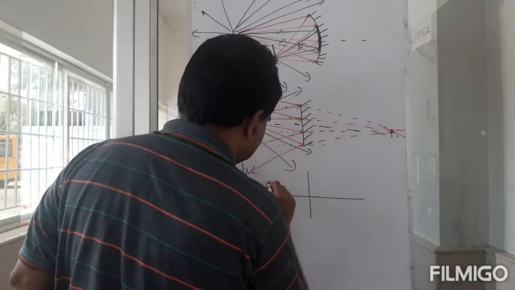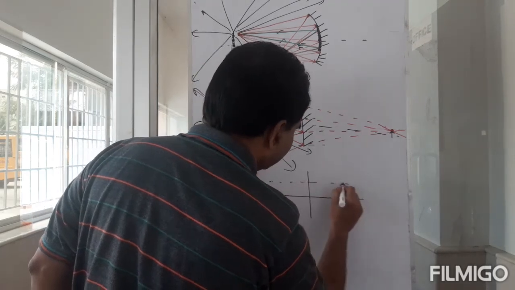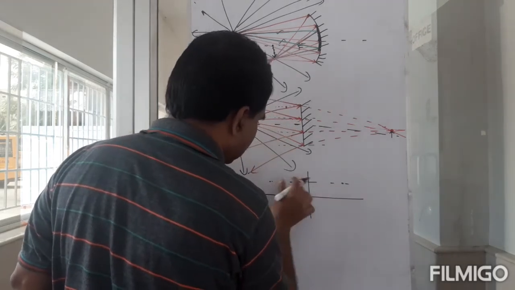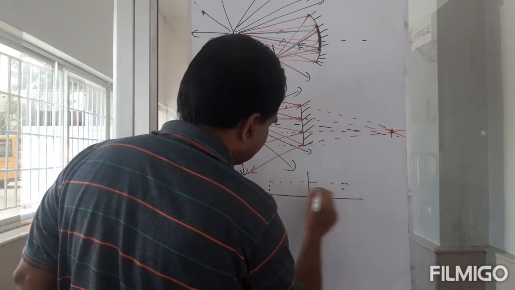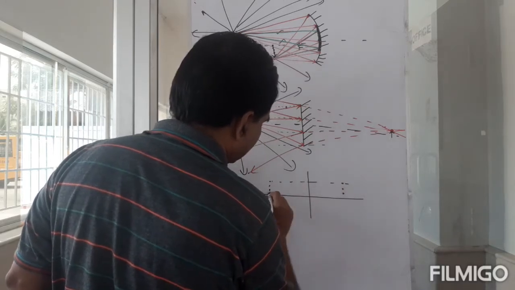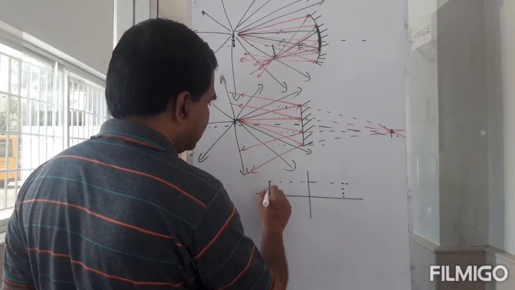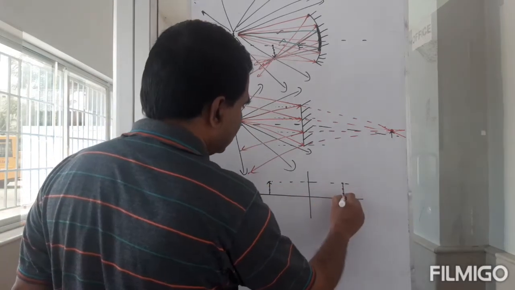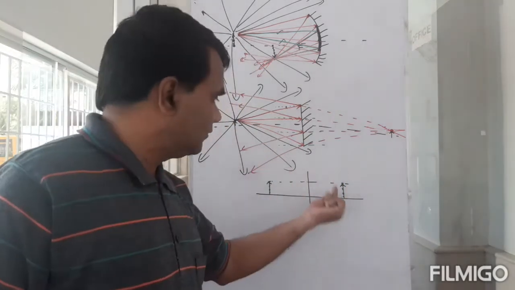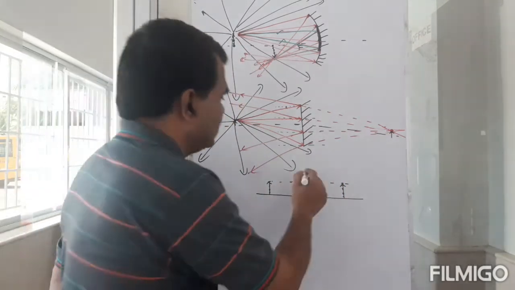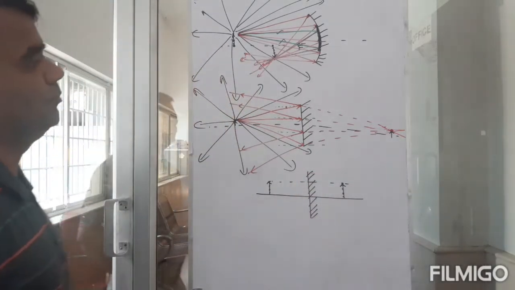Draw it properly, then the point over here will form an image here, at the same distance as the object. And the point over here will form an image here. Point over here, form an image here. Point over here, form a virtual image there. Okay? So this is erect, virtual. This is how the image will look for a plane mirror.